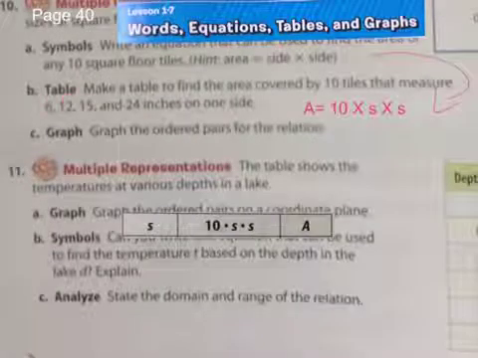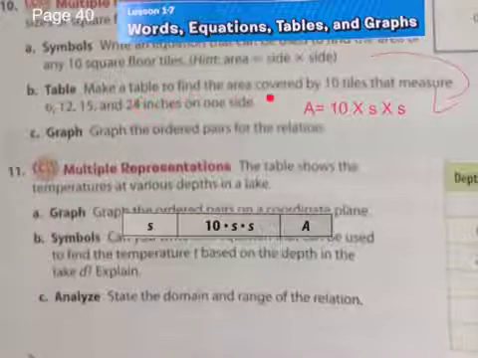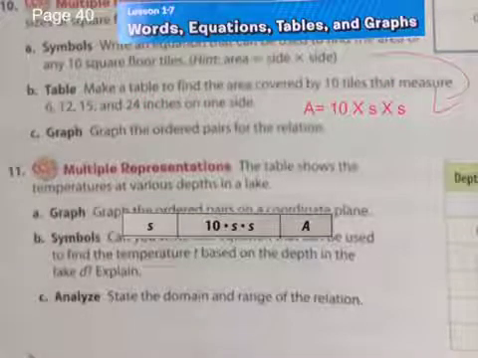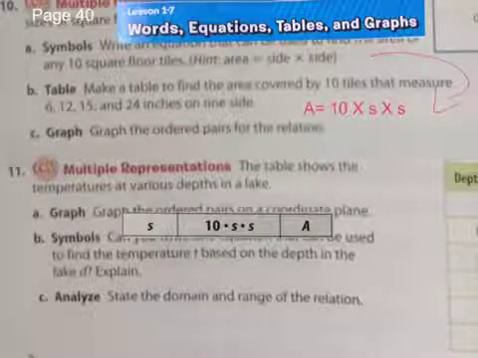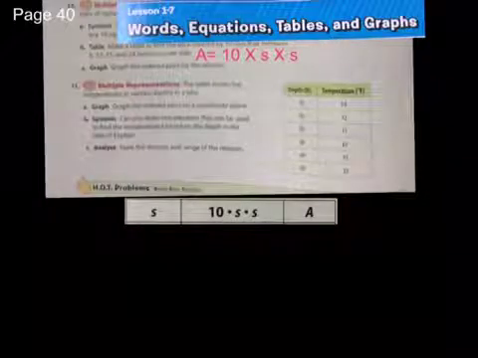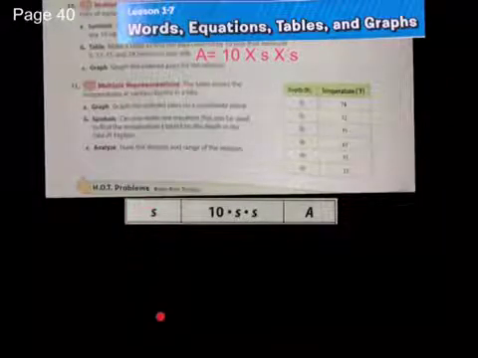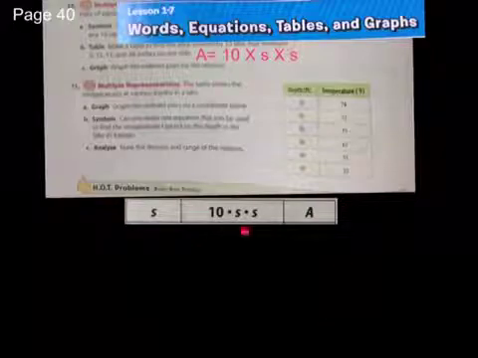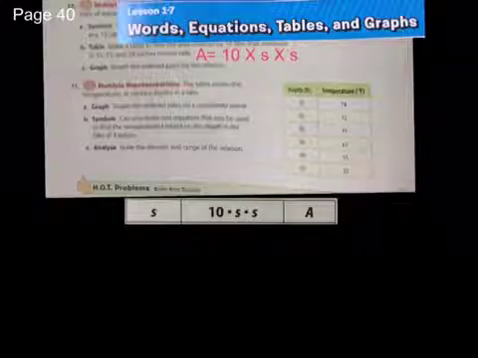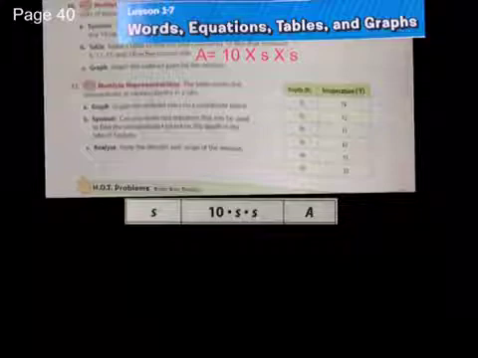For question B, we're being asked to make a table. Make a table to find the area covered by 10 tiles that measure 6 inches, 12 inches, 15 inches, and 24 inches. We're going to look for that area. Essentially all we need is to line up the sizes and find the areas. The sizes will be our domain, and the ranging areas will be our range. In the middle, we've included another column which is the formula for the area, which is our 10 tiles times the sides. If the side is 6, as we have here, it will be 10 times 6 times 6.